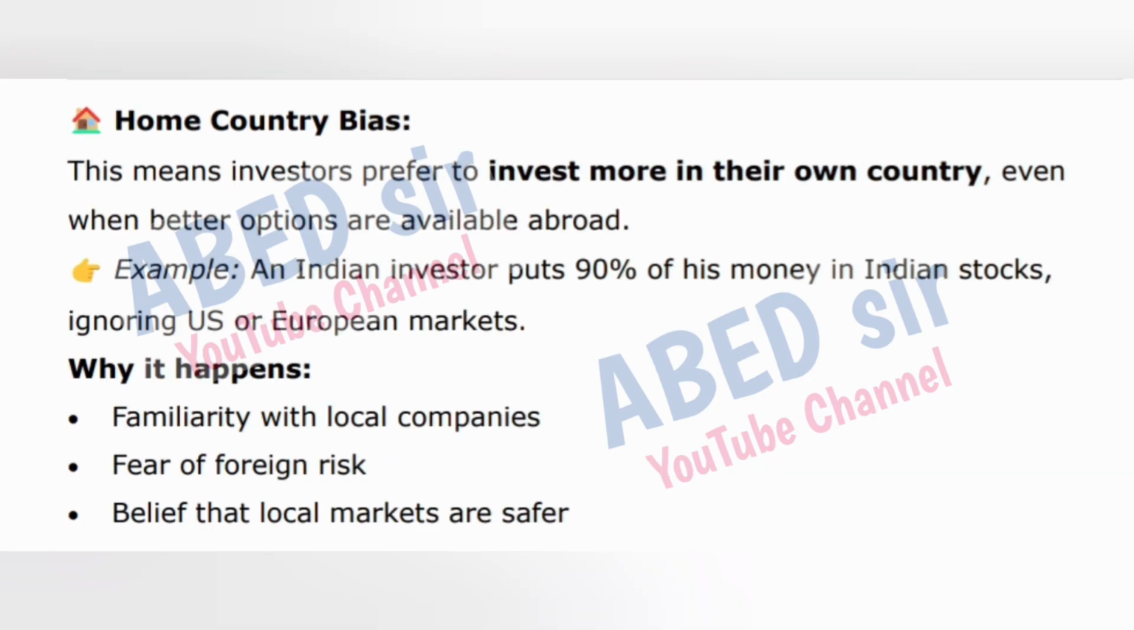Home country bias. This means investors prefer to invest more in their own country, even when better options are available abroad. Example: an Indian investor puts 90% of his money in Indian stocks, ignoring US or European markets. Why it happens? Familiarity with local companies. Fear of foreign risk. Belief that local markets are safer.